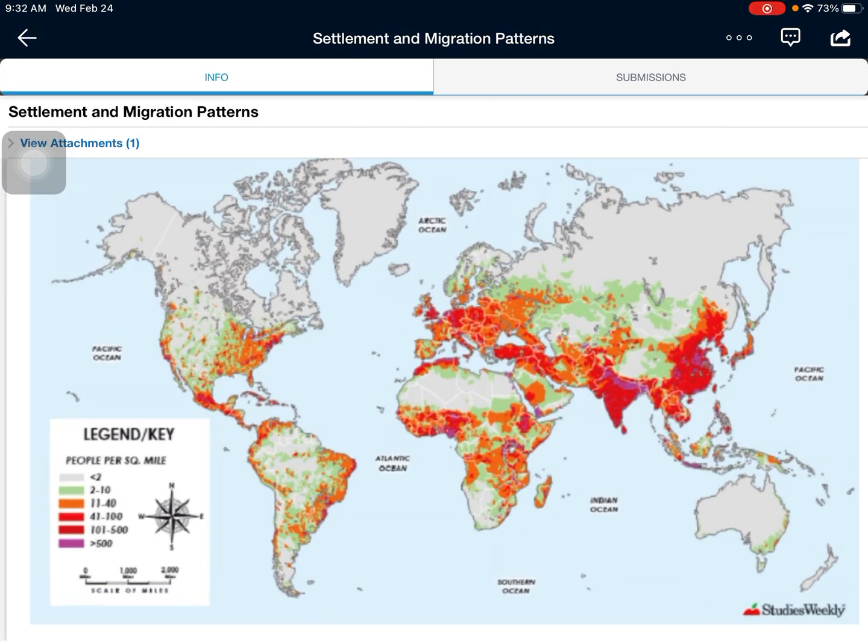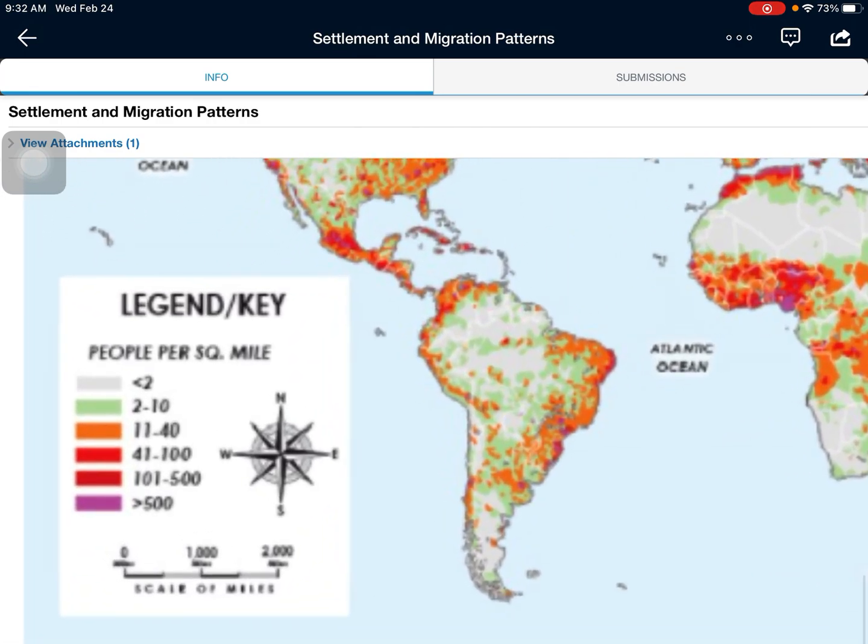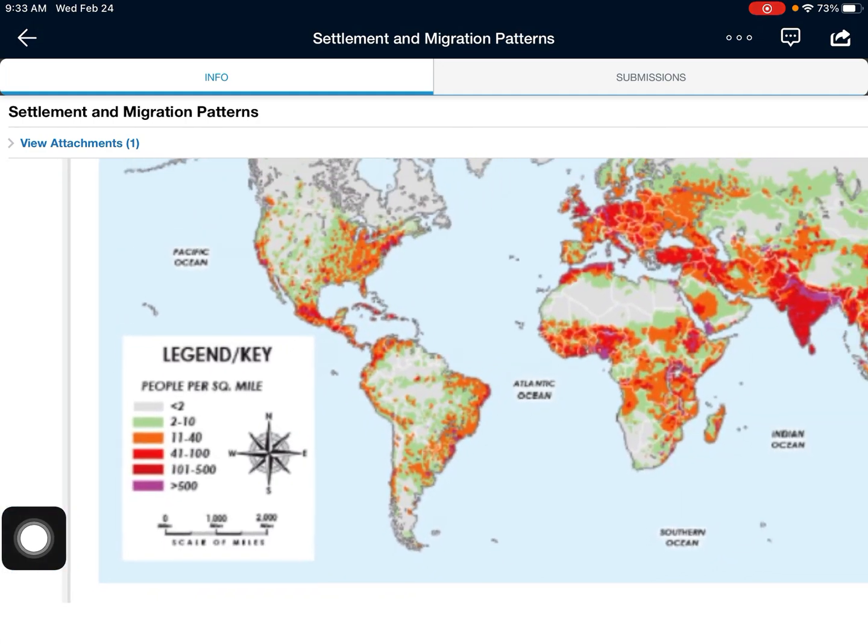Then I also want to look at my legend or my map key down here. And this is telling me how many people I will have in an area. So for example, my white is going to be my lowest amount of people all the way up to my purple, which is going to be the most amount of people. This is people per square mile, so less than 2 people per square mile. The red right here would be 101 to 500 people per square mile, and then purple would be greater than 500 people per square mile.